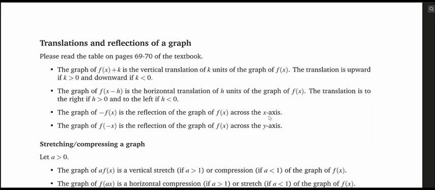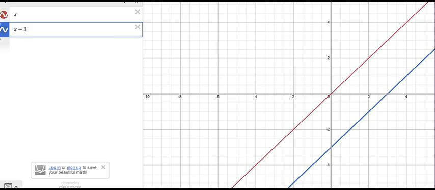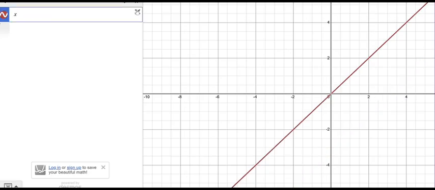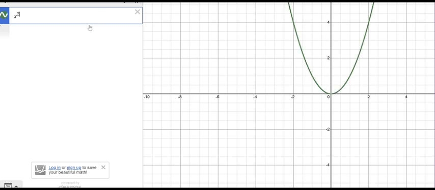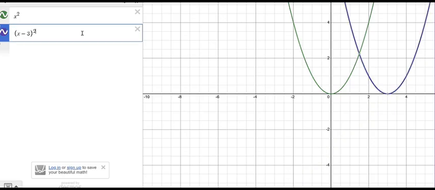If you actually take the graph and subtract h from the x that you're plugging into the function, then that last one was a vertical translation. In this case, it's going to be a horizontal translation. So the translation is to the right if it's positive and to the left if it's negative. Let me actually show you something. Take, for instance, x squared. And if you take x minus 3 squared, then the purple one, the one that's shifted, is 3 units shifted to the right horizontally.